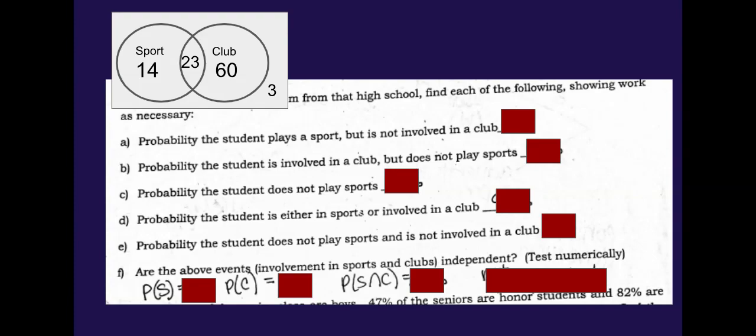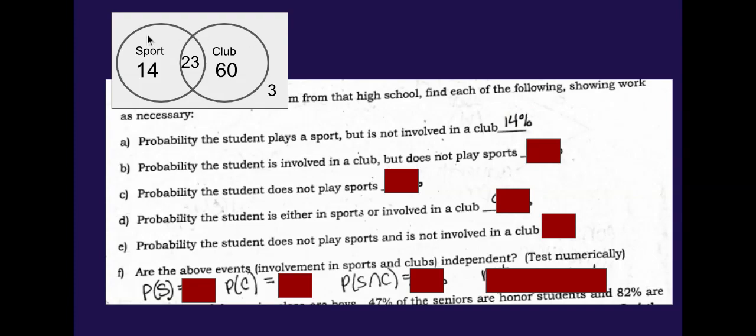A lot of this stuff we've already done, because we've already filled out the Venn diagram and the numbers that we were given are in percents. So we're able to do this pretty quickly, because we did all the work already, setting up the Venn diagram, thinking through the logic of it, and now we can just answer the questions. So the probability the student plays a sport but is not involved in a club, that's going to be just this section of the sport circle, not including, obviously, the part of that circle that overlaps with the club. So that's 14%.